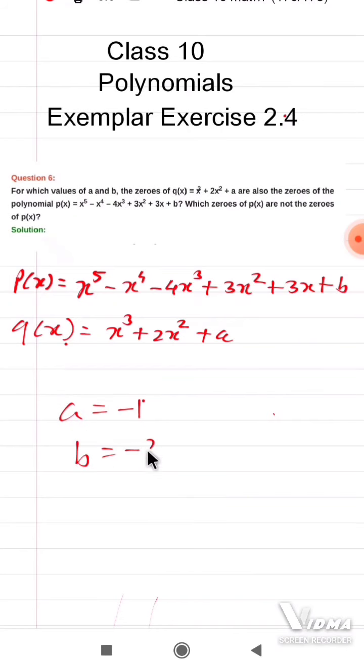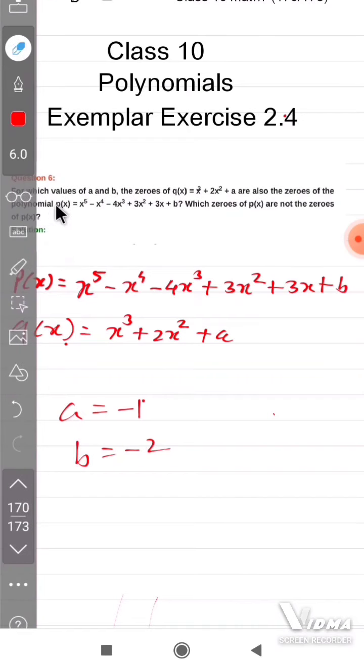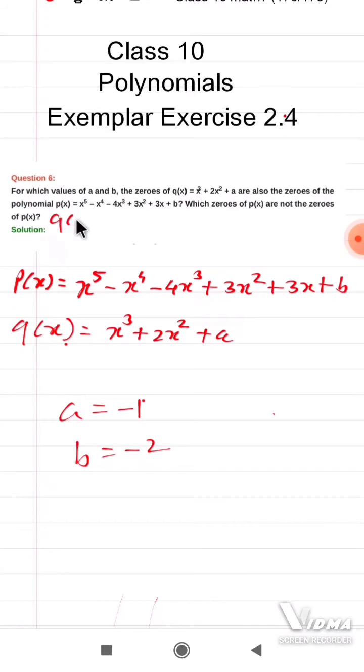Now the next question is asked, which zeros of p of x are not the zeros of q of x. Here it is mistakenly written p of x, it should be q of x. Okay, so which zeros of p of x are not the zeros of q of x. Now think on this: p of x is a polynomial of degree 5. That means this polynomial will have maximum 5 zeros, and this cubic polynomial will have maximum 3 zeros because its degree is 3. So there are some zeros of p of x which will not be the zeros of q of x.